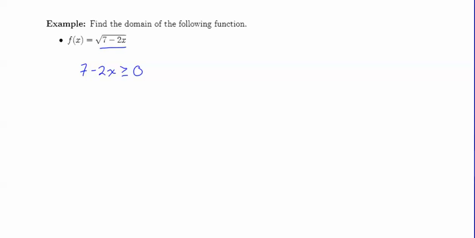If we subtract 7 from each side, we'll get negative 2x greater than or equal to negative 7. Divide each side of that inequality by negative 2. And remember that when we do that, that flips that inequality sign around. So what we're left with then is that x is less than or equal to 7/2.